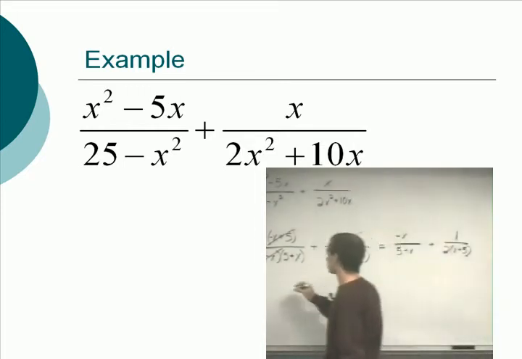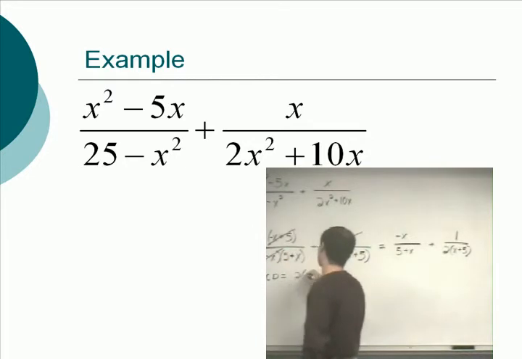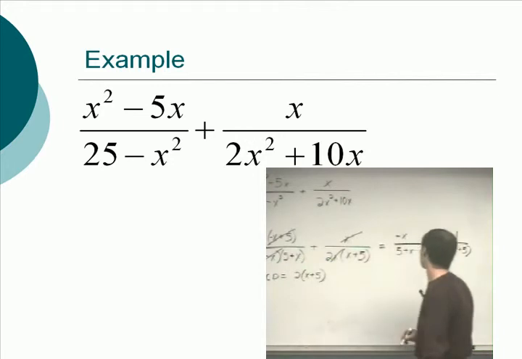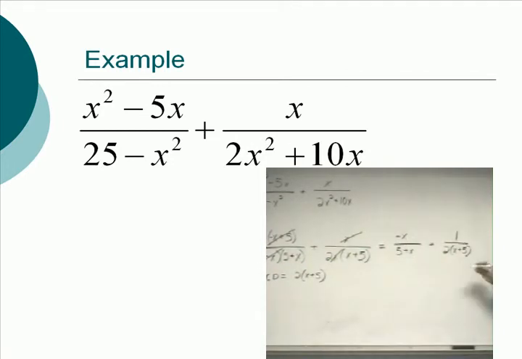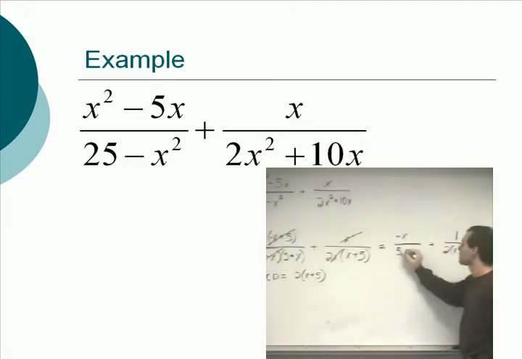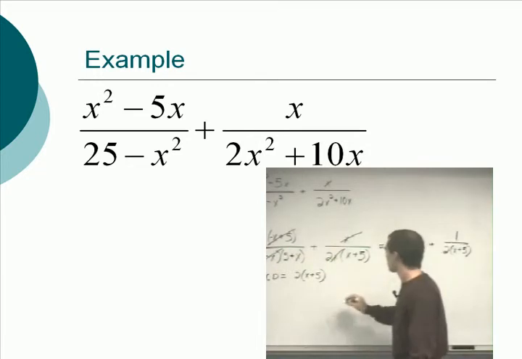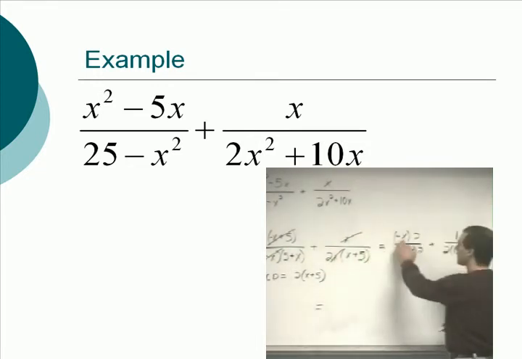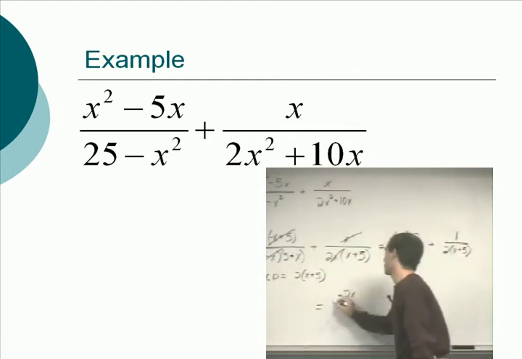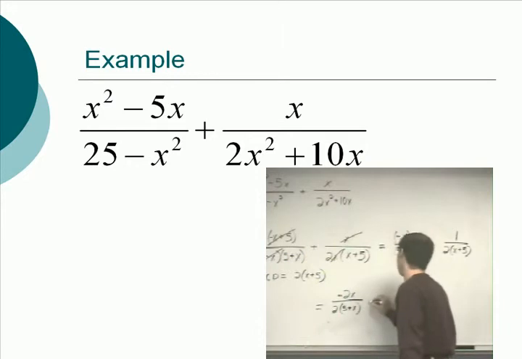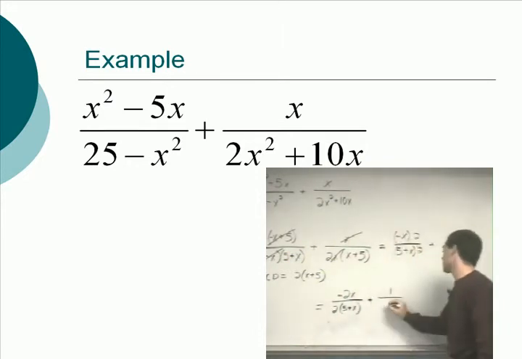We should know what is the LCD. 2 times x plus 5, that's right. So what do we need to multiply? Here we've already got our common denominator in the second fraction. That one's already set. But this guy over here needs to be multiplied to both top and bottom by? 2. So let's multiply 2 into both of these. And this becomes negative 2x over 2 times 5 plus x plus 1 over 2 times x plus 5, plus 5 plus x, same thing.